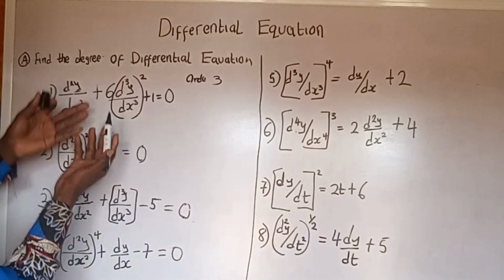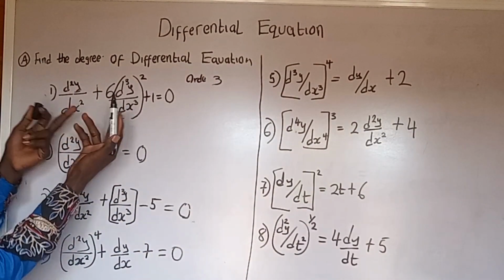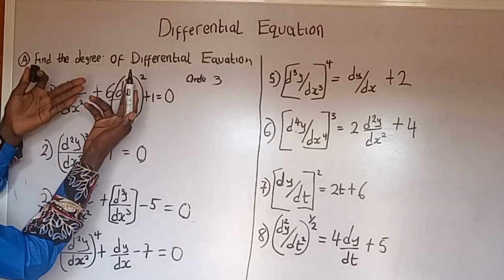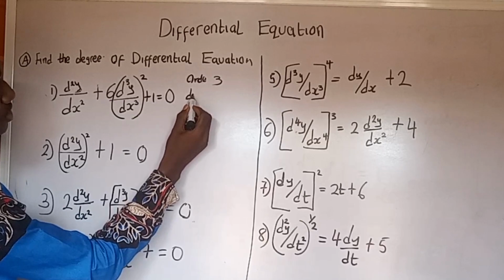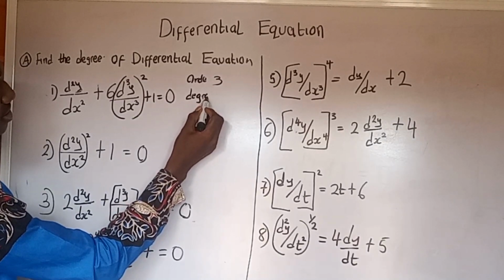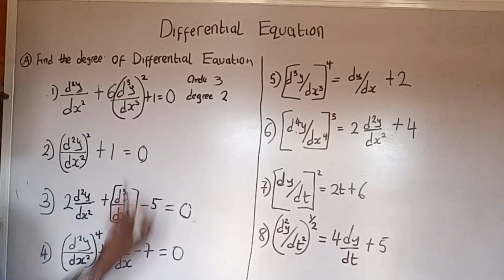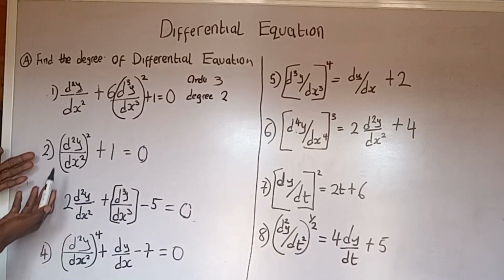Now look at this. Since this is the highest derivative, the power of the highest derivative is 2. So the degree here is 2. Now let's go to question number 2.